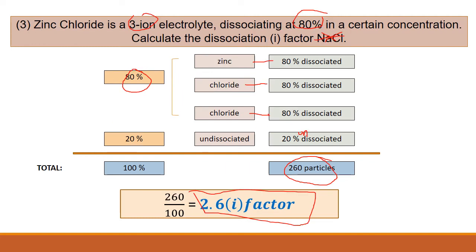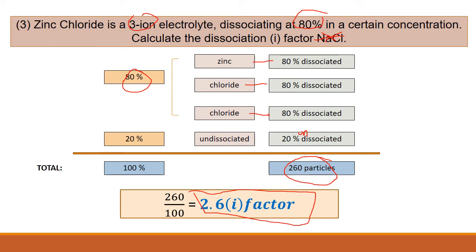Another one: zinc chloride is a 3-ion electrolyte dissociating at 80% in a certain concentration. Calculate the dissociation factor of our zinc. This is not sodium chloride, this is zinc chloride. It is a 3-ion electrolyte, so it can dissociate into zinc and chloride and chloride, because we have two chlorides. Since the dissociation percentage is 80%, we have to distribute it to each element. So zinc 80, chloride 80, and chloride 80.